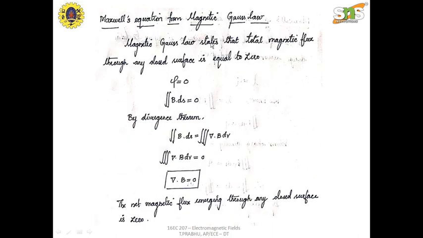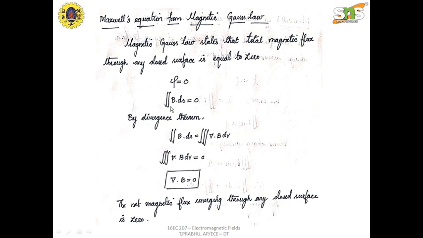And second, we are going to discuss the magnetic Gauss law. The magnetic Gauss law states that the total magnetic flux through any closed surface is equal to 0. Therefore, phi is equal to 0. The surface integral of B dot dS equals 0. And by the divergence theorem, we know that the surface integral of B dot dS equals the volume integral of del dot B dv.